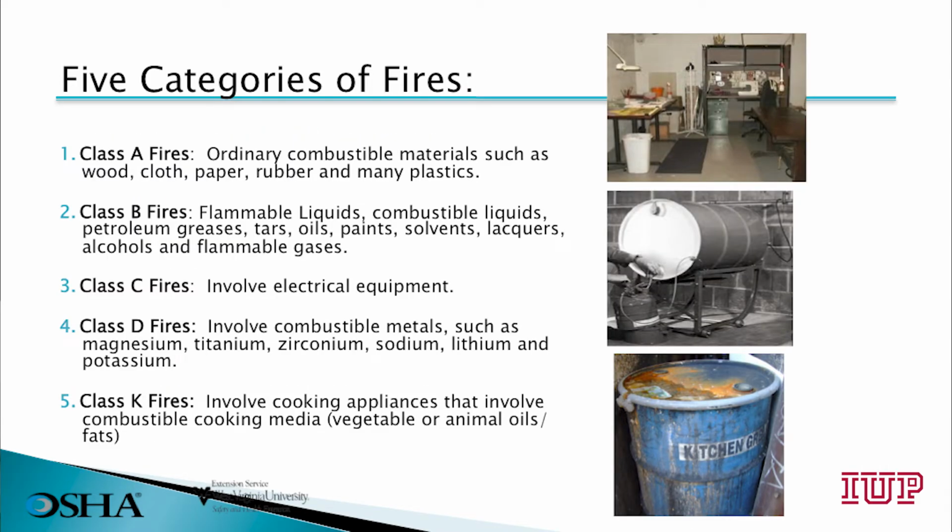We have a Class A fire, which is ordinary combustible materials such as wood, cloth, and paper. We may have a Class B fire, which would include flammable or combustible liquids, petroleum, greases, tars, and oils. A Class C fire involves electrical equipment. Class D fires involve combustible metals such as magnesium, titanium, zirconium. And lastly, a Class K fire, which involves cooking appliances and combustible cooking media.